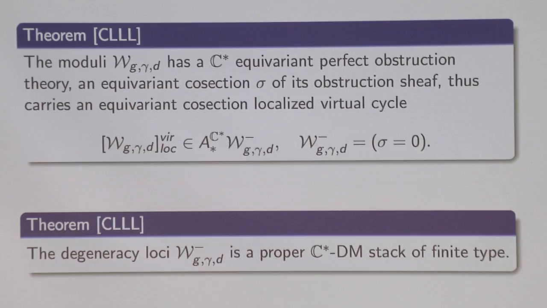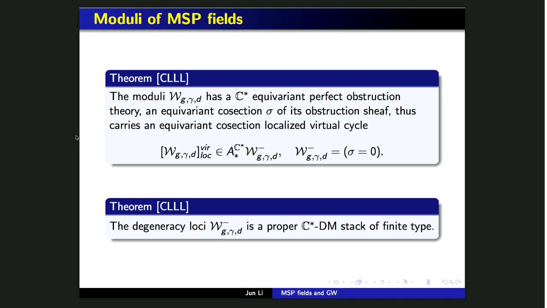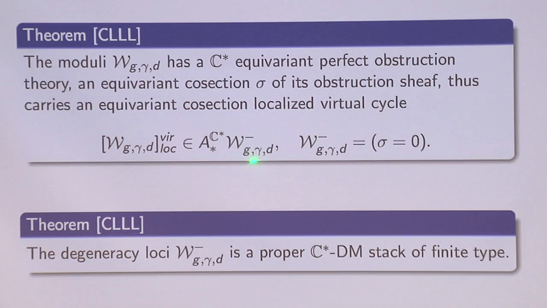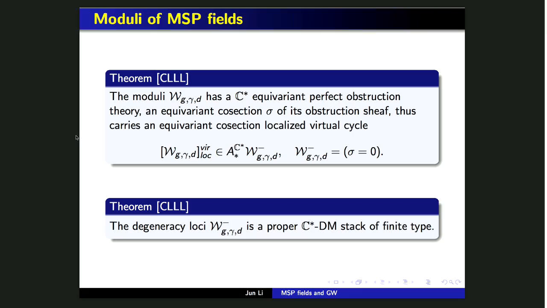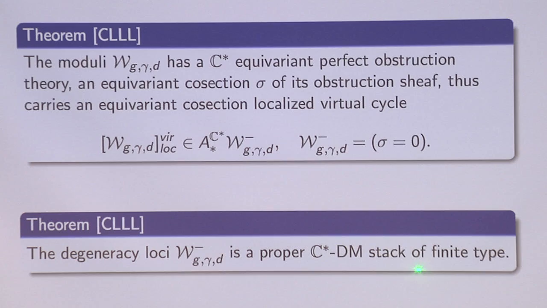And because the cosection is C star equivariant, it allows us to use the virtual localization to evaluate the virtual cycle. And then we have a cosection localized virtual cycle. It's where the cosection is vanishing. So the virtual cycles lie inside some proper substack. And the technical part is that this proper substack is actually compact. It's a compact Deligne-Mumford stack. So you can do integrations.